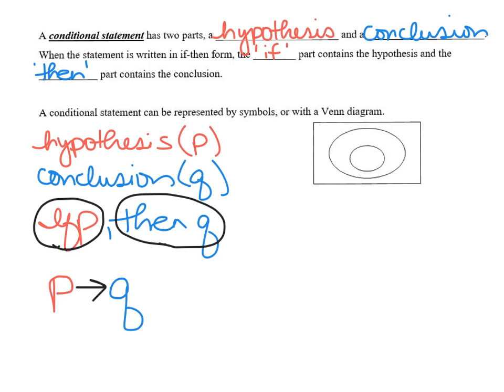Conditional statements can also be represented by a Venn diagram. So in general, in Venn diagrams, whatever is in this innermost bubble right here is also in this outer bubble. So the hypothesis could be represented by the red region, and the conclusion would be represented by the blue region. Anything that's in the red region is also in the blue region. If P, then Q.